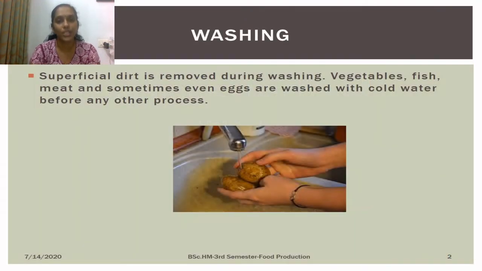First one is washing. We have already seen in personal hygiene how important it is to do our hand washing. Similarly, the raw materials also have to be washed. Here, the superficial dirt on the surface of the food item is removed. Vegetables, fish, meat as well as egg have to be washed in order to remove the dirt as well as the blood and similar particles.